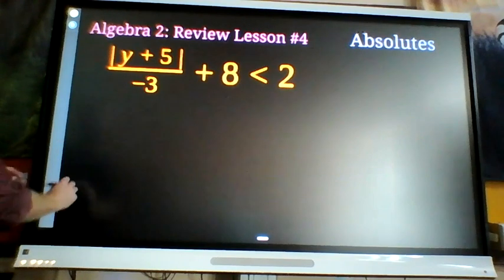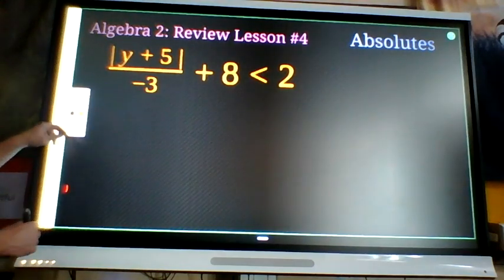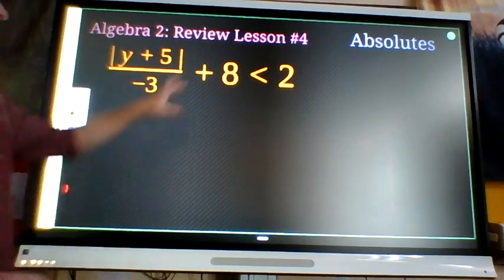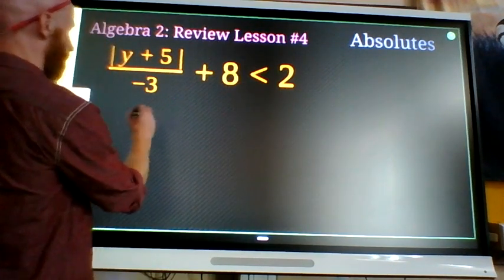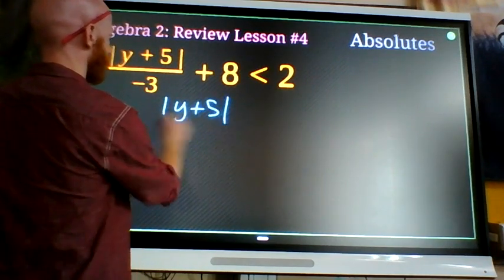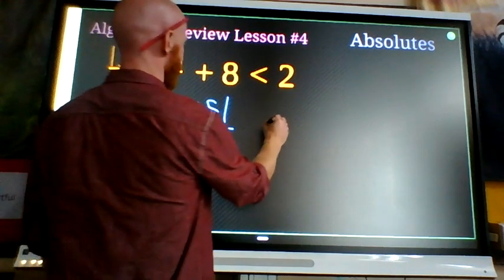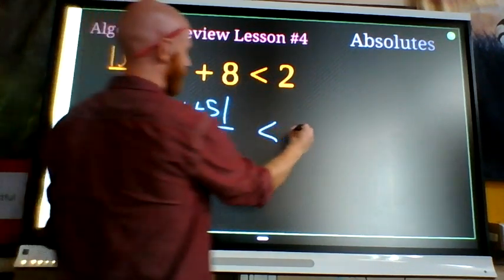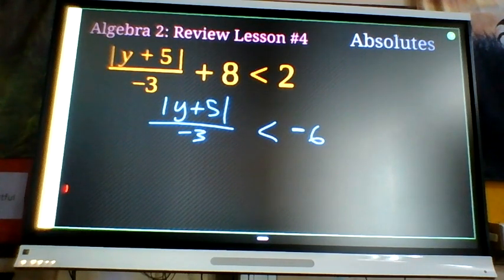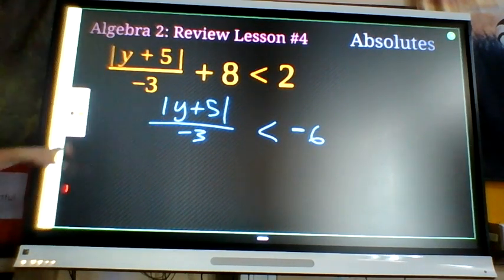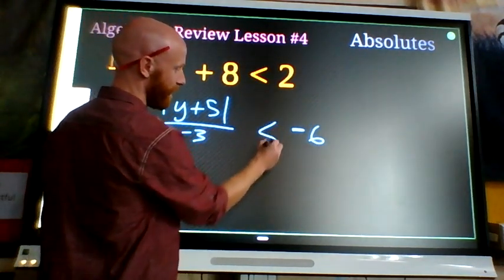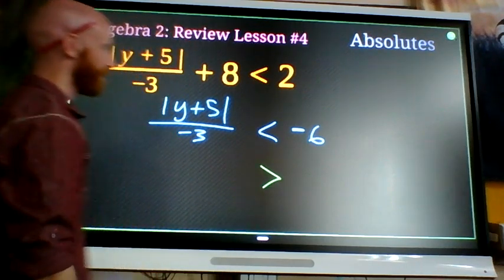If you got a more complicated situation, isolate your absolute value first. So subtract 8 from both sides. We get absolute value of y plus 5 over -3 is less than -6. Multiply both sides by -3. Remember, if you're multiplying or dividing by a negative, this symbol flips around.